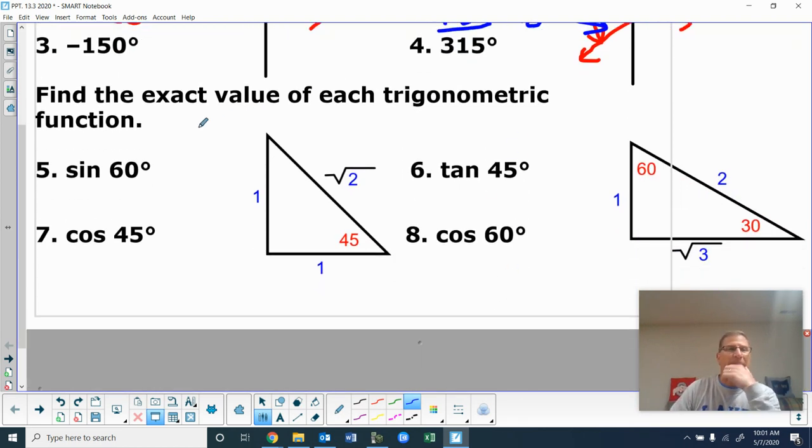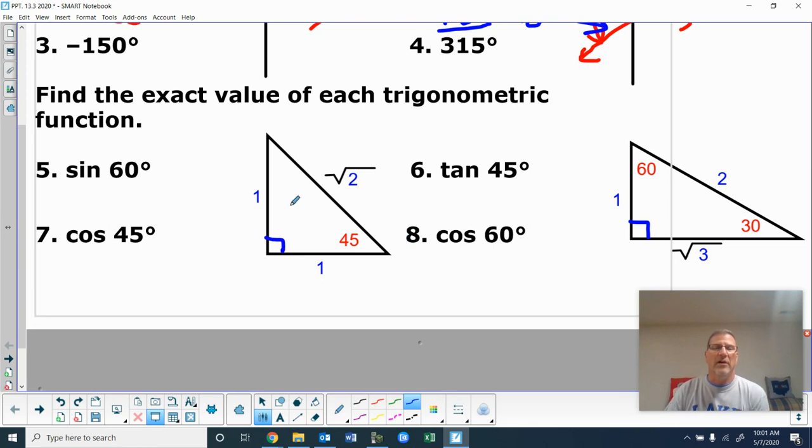Also, we had to find exact values of trig functions: sine, cosine, tangent, cosecant, secant, and cotangent. These were our special triangles I told you to learn. That's what we had a quiz on in 13.1 and 13.2. We quizzed over this as well. Remember, on a 45, 45, 90, if that's 45, that's 45. These are 90-degree angles on both of these, and a 30, 60, 90. Those were our two special triangles.